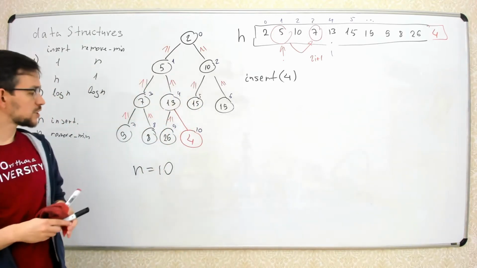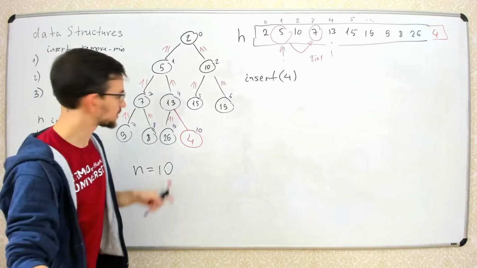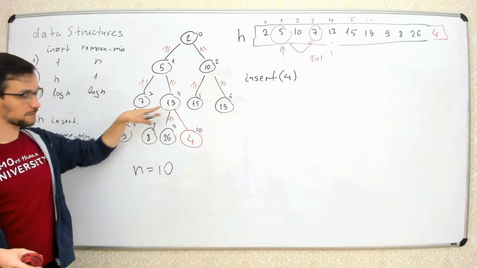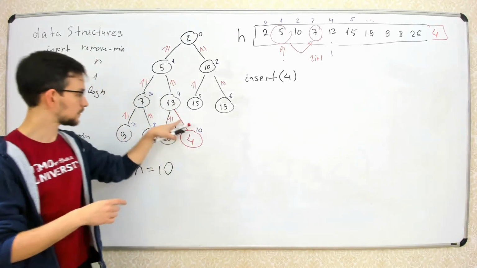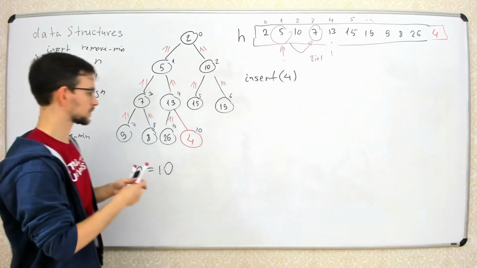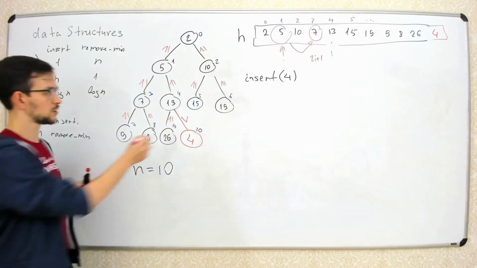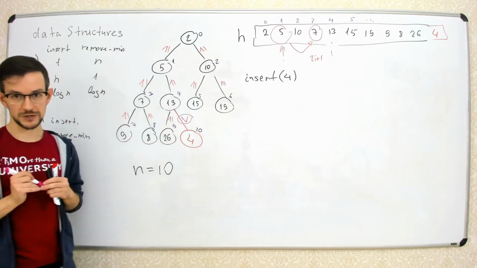And now we just need to maintain this property, because the property that each element is greater or equal than its parent is broken here. For this element, we have an element which is less than its parent. So here is the problem, and we need to fix it.